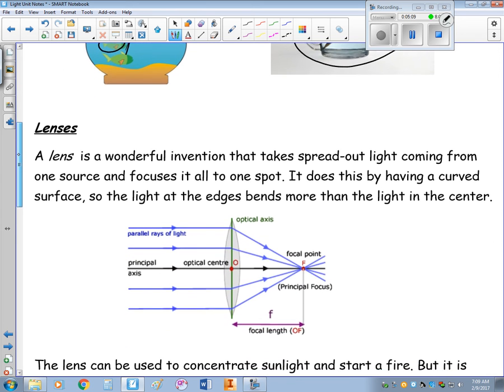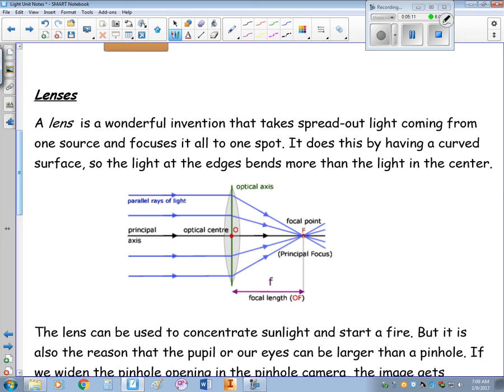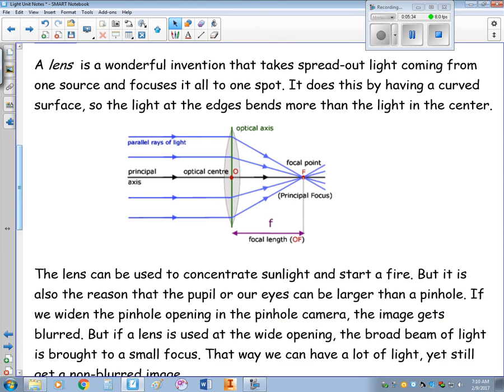Lenses take advantage of bending light, and they truly are a wonderful invention. So one thing that lenses can do is that they can focus light onto one spot. So we can have a curved surface. At the edges, the light bends more than light entering at the direct center. So here's an example of a lens. We have parallel light beams, or light rays, coming into the lens, and they are bending and being redirected to a certain point, a focal point.